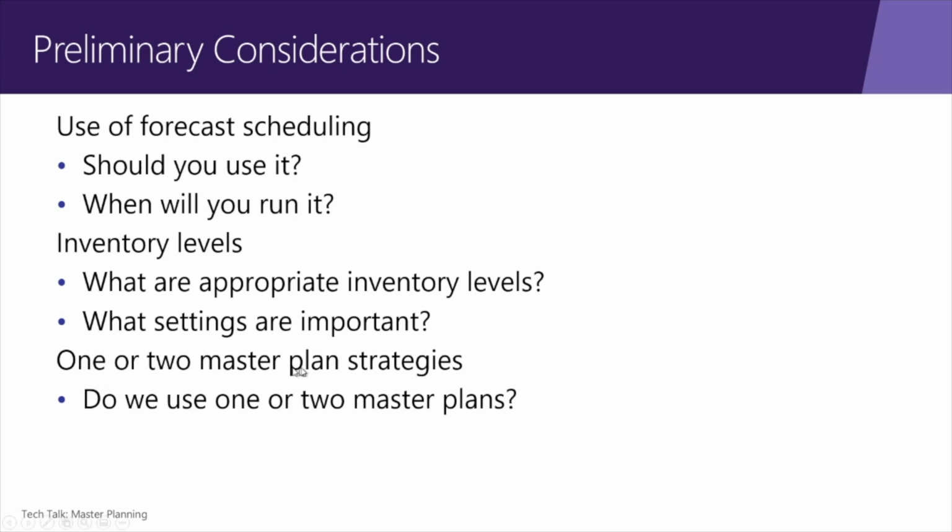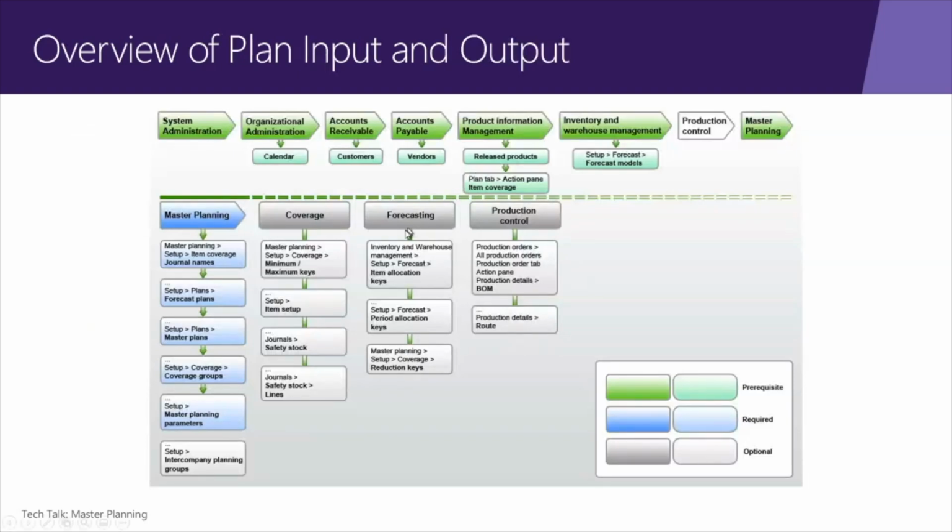And then you have to also think through how many times you're going to run master planning. Are you going to use kind of a one plan or a two plan strategy? Maybe I just run planning once a week or once every 2 weeks, or I run master planning every day, and I use a static plan and a dynamic plan. So that's what you will have to think through: how often do you want to do planning and what kind of strategy you need in terms of executing master planning.